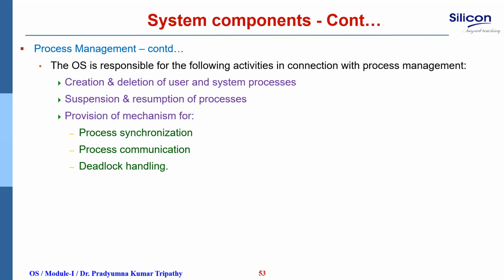The operating system is responsible for the following activities in connection with process management. What does it do? Creation and deletion of user and system processes.